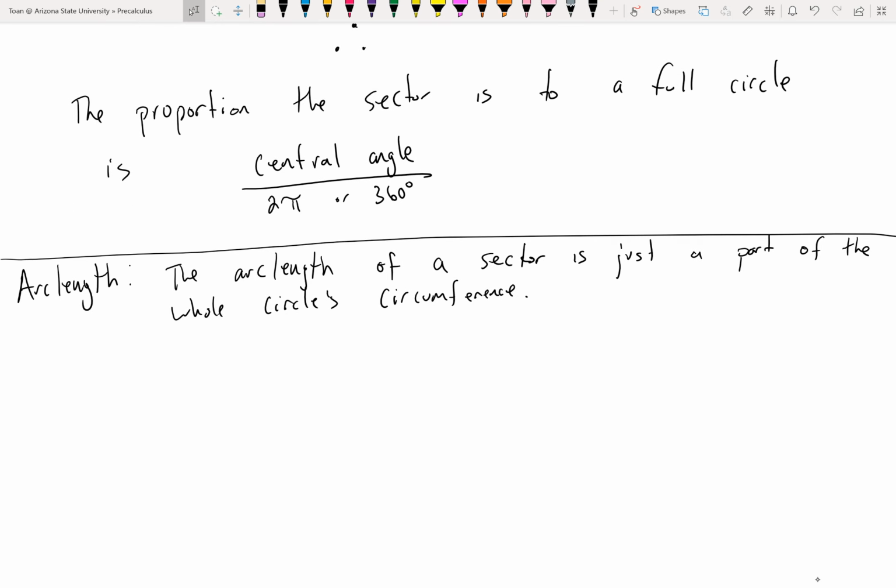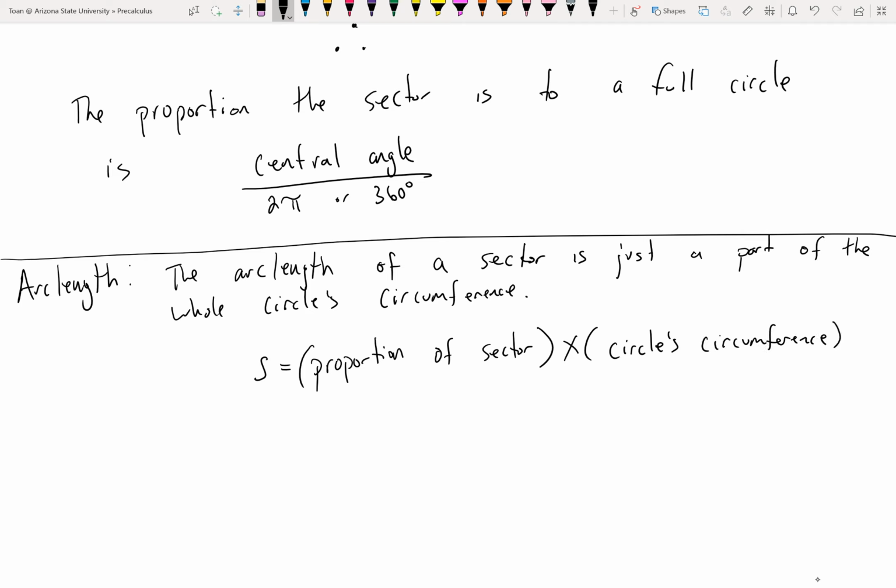Now, the letter that we typically use for arc length, don't ask me why, it just is S, right? I suspect it's because the way the arc length was originally defined is with adding up a whole bunch of little lines. S stands for sum. That's just a complete conjecture on my part, though. Right? So the arc length of any sector is the proportion of the sector times the circle circumference. I hope that makes sense.